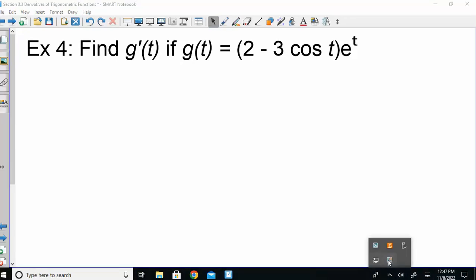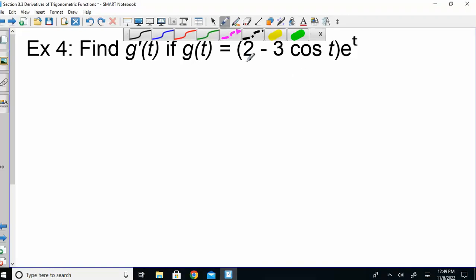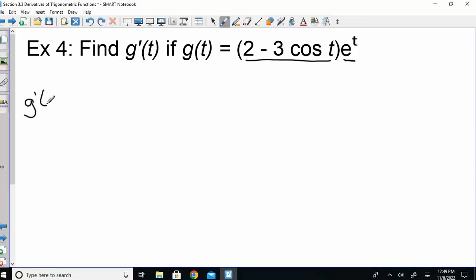Why don't you guys see if you can do this derivative? If we look, we have 2 things being multiplied together, but they both have a t in them, so we have to do the product rule. So product rule, derivative of the first. So derivative of 2 is just 0 minus 3 times the derivative of cosine. What is the derivative of cosine? So we have 0 minus 3 times negative sine. So it just becomes a 3 sine t. You guys see where I got that?